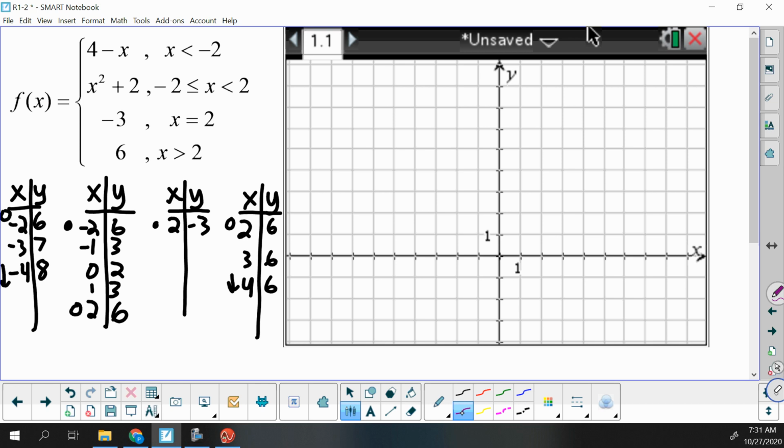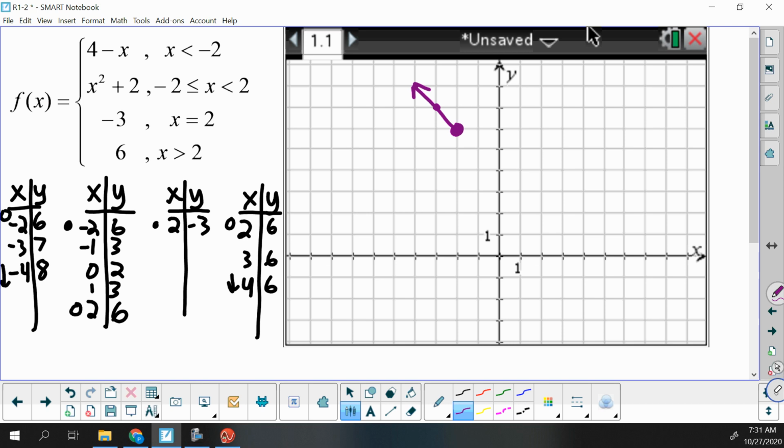So -2, 6 with an open circle. And then we have -3, 7, -4, 8. And we'll have an arrow on that. The next one, -2, 6 is a closed circle. Well, notice that's right where the open circle is. If that ever happens, all you do now is just fill in the open circle.